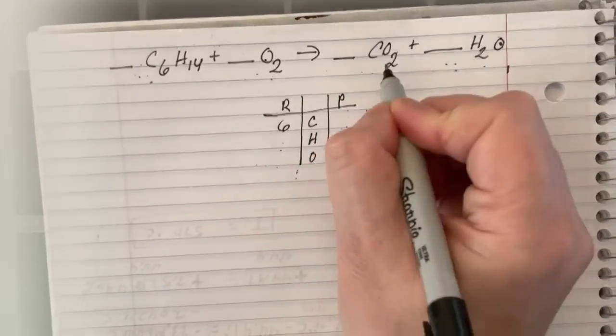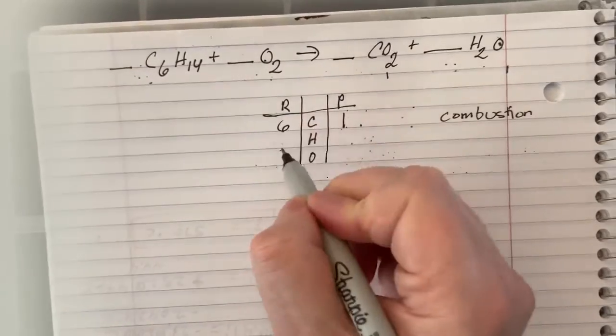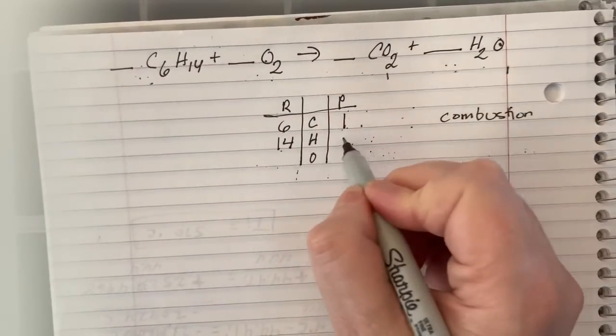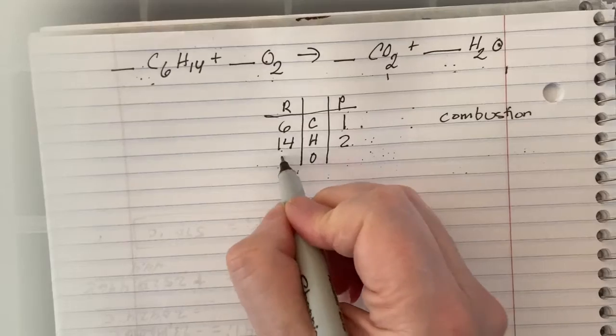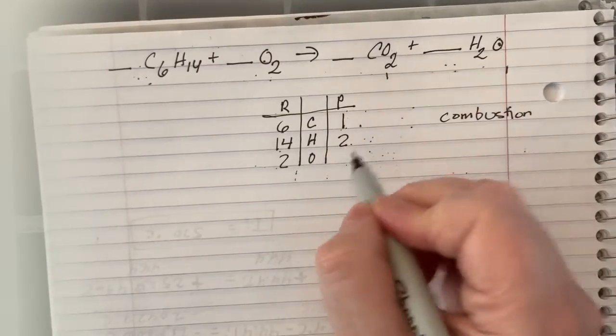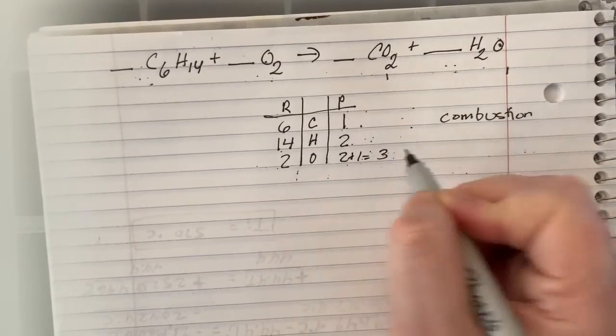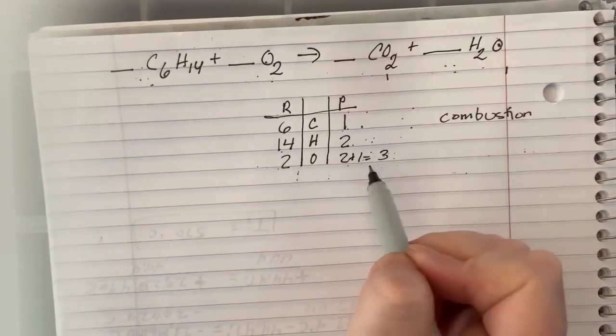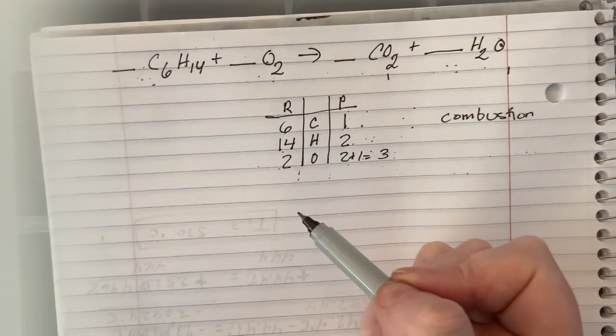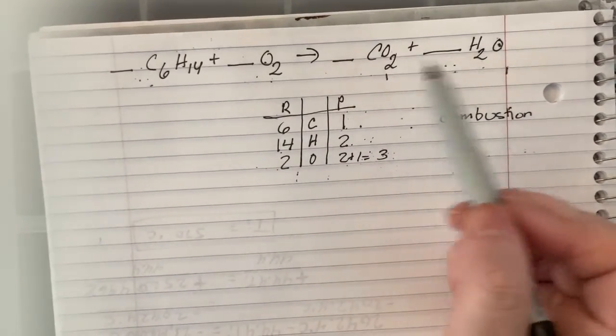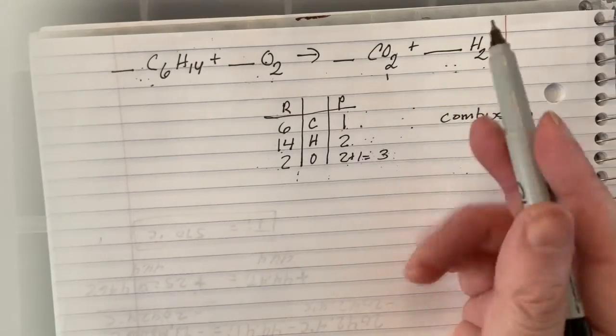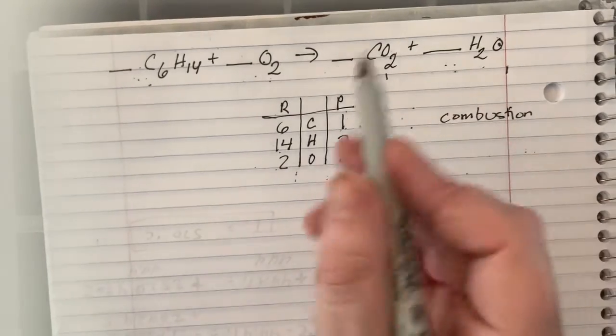6 carbons, 1 carbon. 14 hydrogens, 2 hydrogens. 2 oxygens, 2 plus 1, 3 oxygens. Okay, so see how that's a 2, 3, so that would be an even-odd situation again, and oxygens in 2 places. So that one is best saved for last.